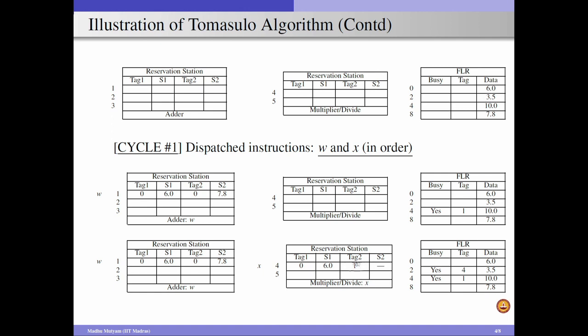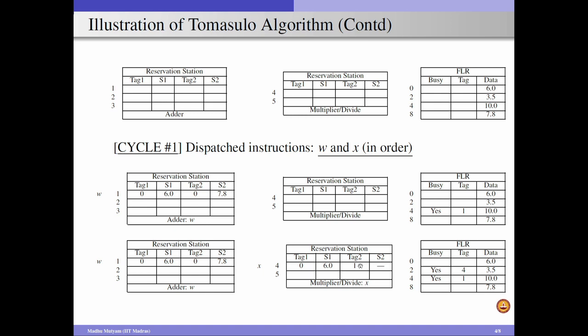Once we have this 1 in the tag field, the value in S2 will be void, because it indicates that the second operand is not available at this point of time, and it is going to be produced by an instruction which is stored in reservation station entry 1. So, that is indicated here.